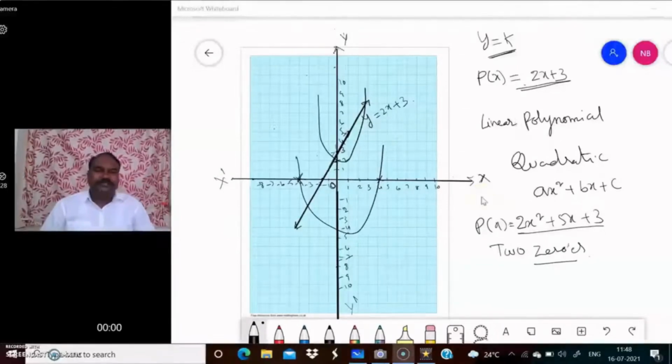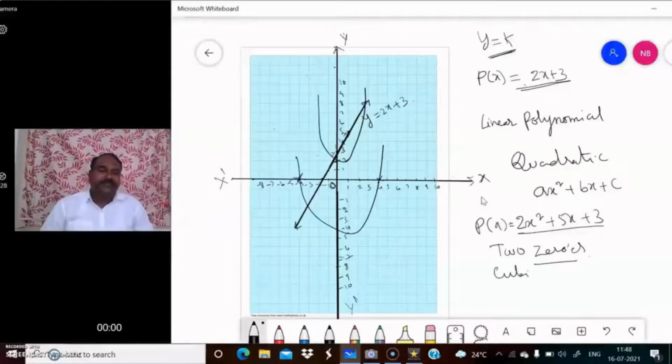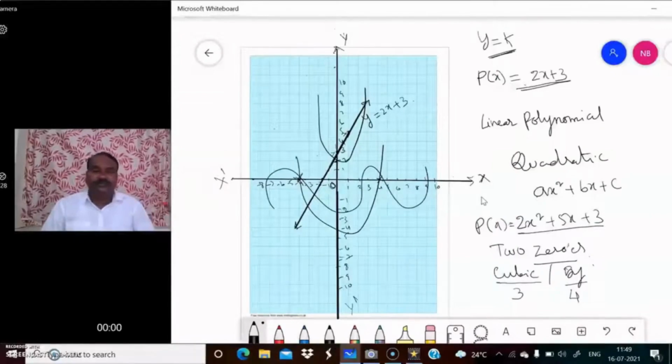Okay, we have cubic polynomials as well as biquadratic polynomials also. These cubic polynomials give curves like this, and for biquadratic we will get two parabolic shapes. This cubic polynomial will have 3 zeros, whereas a biquadratic polynomial will have 4 zeros. But you will learn more about how to represent cubic and biquadratic polynomials in the graph system in higher classes. For us, only the linear and quadratic polynomial representation is enough.